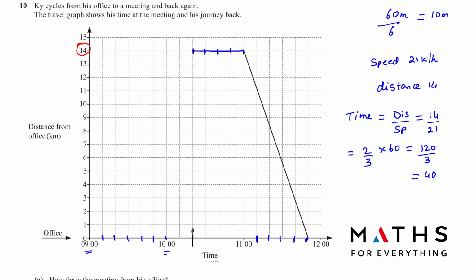He reached the meeting at this point. Now we have to go reverse 40 minutes. So 10, 20, 30, 40. This is the point that he left the office to go to the meeting. Join the two endpoints together. And here we completed our travel graph. If they ask for the time, you can check. This is 9, 10, 20, 30, 40. So 9:40. Okay.